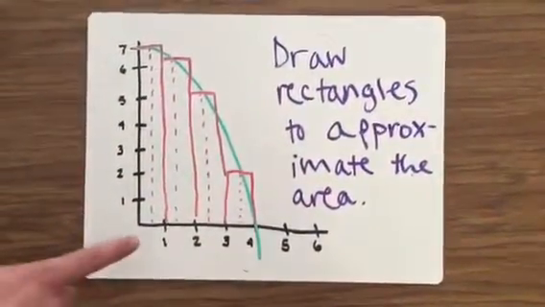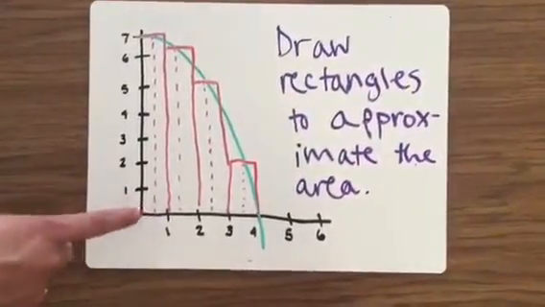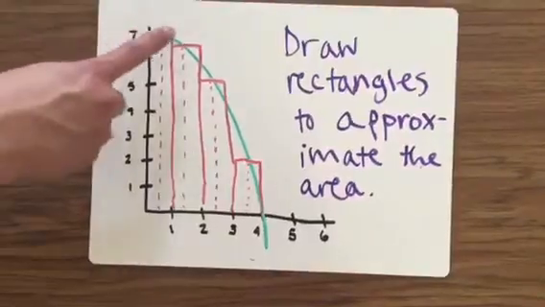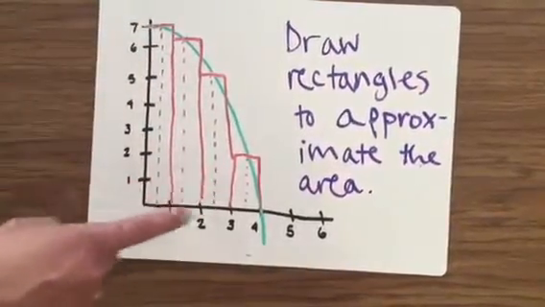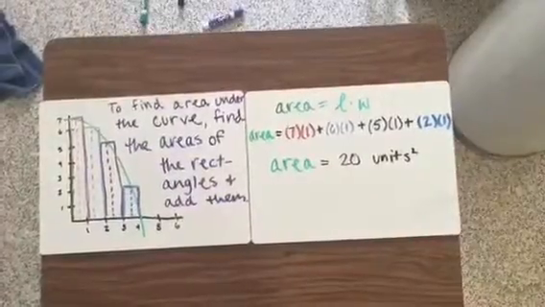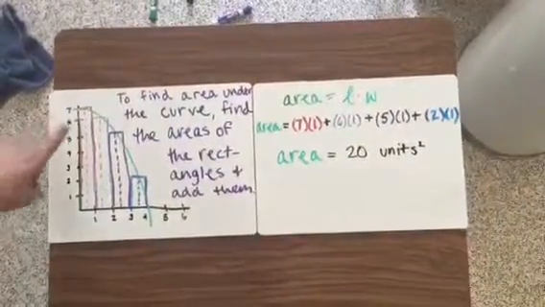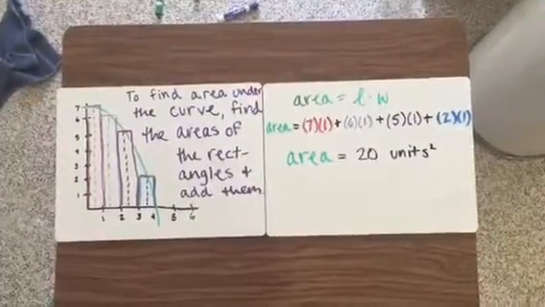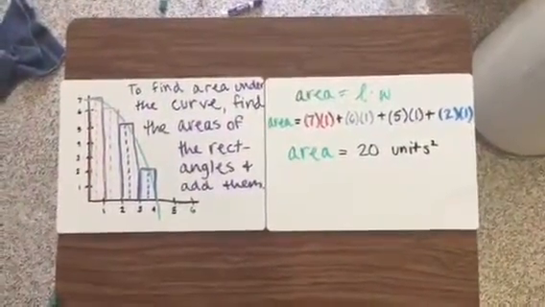So to draw them, you draw a dotted line from in between 2 points on the graph, and where it touches the curve, that's the top of your rectangle, and you draw rectangles like that. Now to use the rectangles, you find the area of each individual rectangle, and then you add all those areas together to find the total area under the curve.